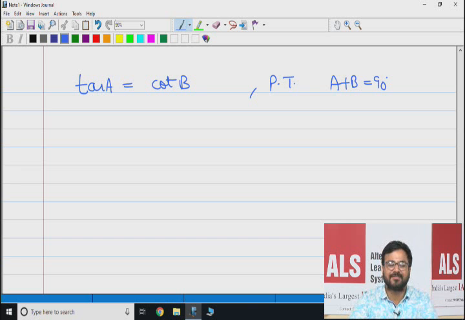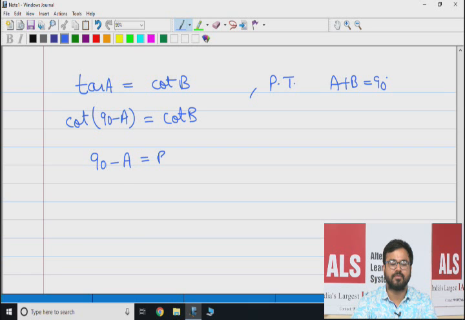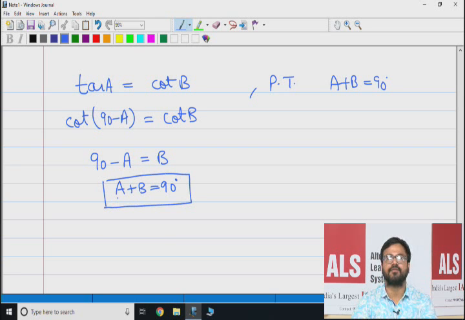Okay, I hope you have done this one. It's a very easy one. You know that tan and cot are the complement of each other. So either you can convert tan into cot or cot into tan. Let me convert tan into cot. So I can write this as cot of 90 minus a, that is equal to tan a, and this is cot b. Now cot is there on both the sides, so we can equate the angle. So 90 minus a is equal to b. So a plus b is equal to 90 degree. This is the thing which we have to prove.